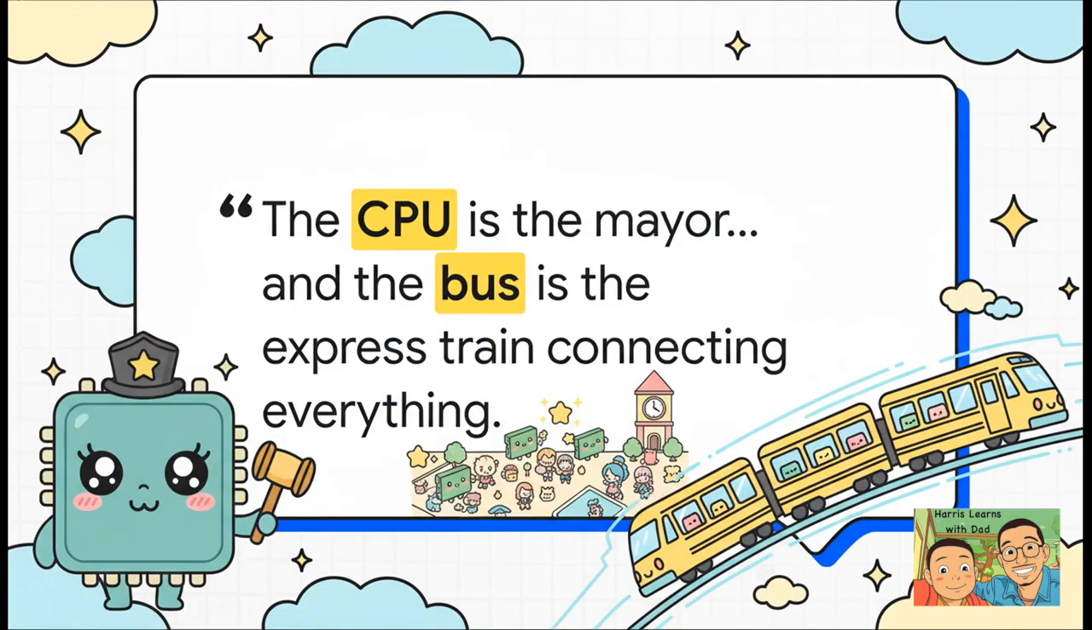And I love this analogy because it just makes everything click, right? The CPU is the mayor, making all the big decisions. The RAM is like the town square, where info hangs out for quick meetings. And the bus? Well, that's the super fast subway connecting everything together.